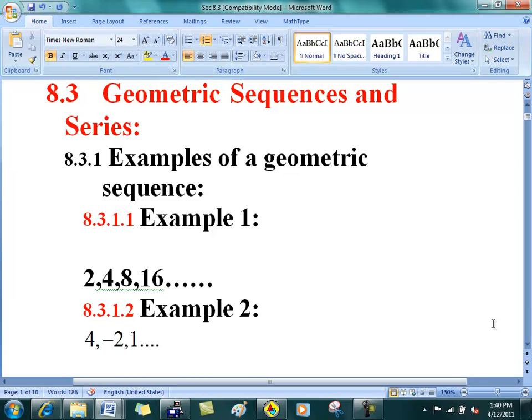Yeah, the test is on Wednesday, which is not too bad because the test is 8-1, 2, 3, and 5. Well, the quiz is 8-1, 2, and 3. So the only other section you need to worry about is 8-5, which is what I'm going to teach you on Thursday. Okay? So it's not that bad. Today we're starting out with 8-3 and geometric sequences.